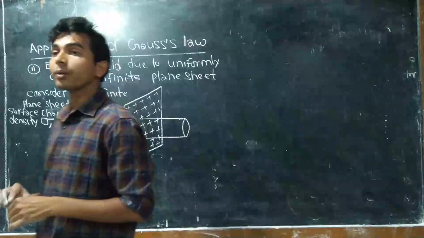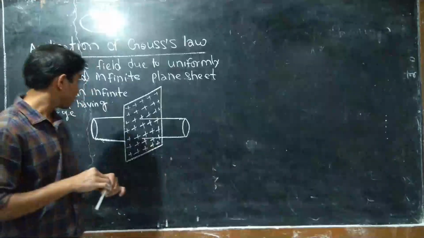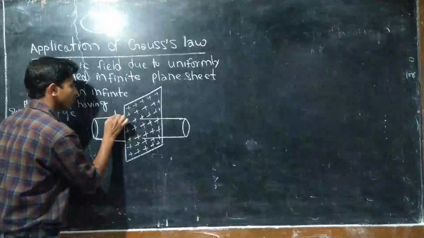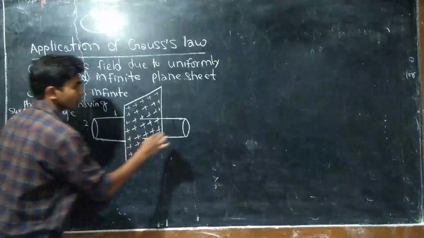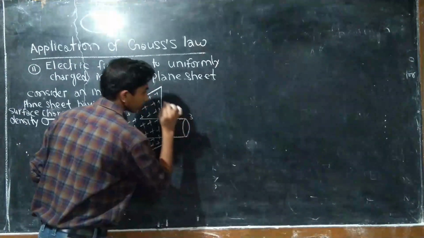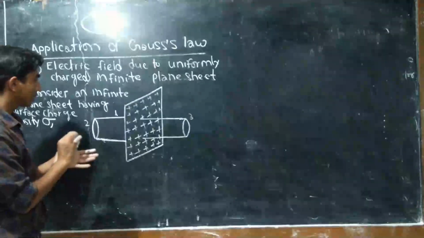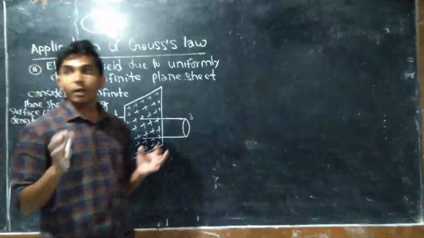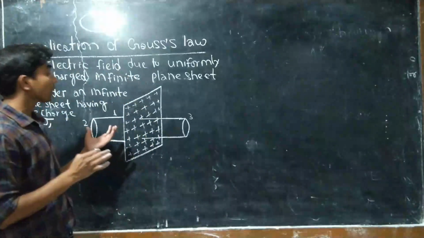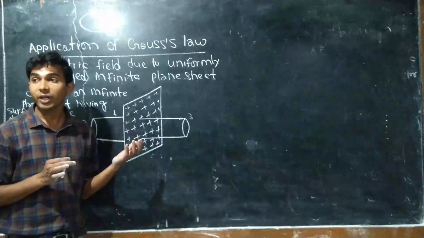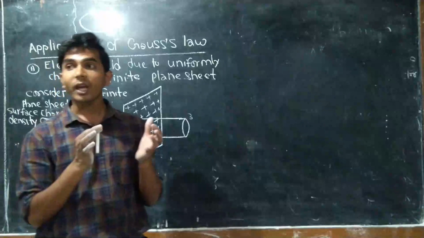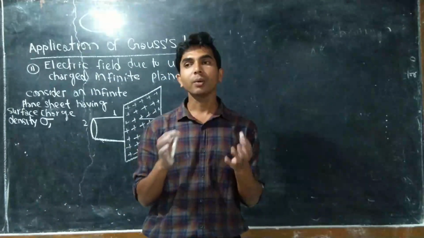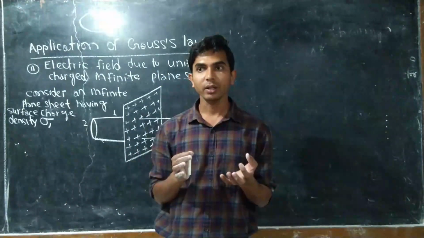Now again, how many surfaces here? Three surfaces again. This is your surface 1. This is your surface 2. This is your surface 3. So again we have to find the electric flux through each surface, and then by adding that electric flux, we are able to calculate the total electric flux.